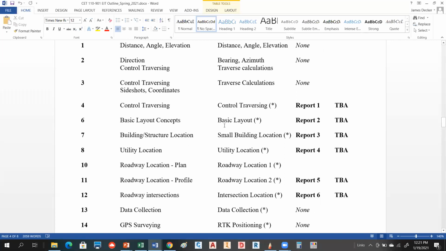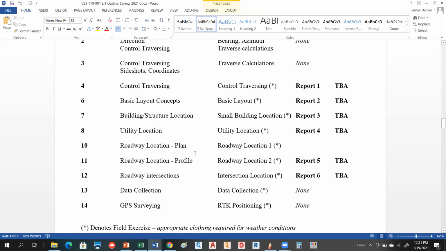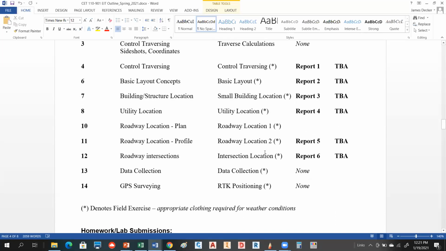We're going to have a basic layout lab. That'll be our second report, then our building location and utility location. For the roadway location, we're going to do 2 roadway locations, the plan and the profile section. They'll both be outside labs, but there's going to be 1 report that goes to both of those. And then we're going to have an intersection location with our last report. Now, some of this may change, the data collection lab and the GPS survey lab. It just depends on what we get into.